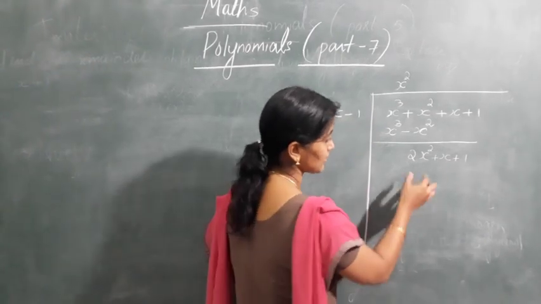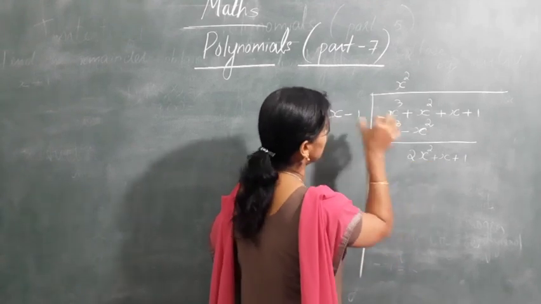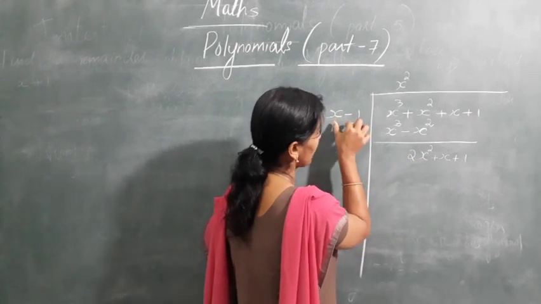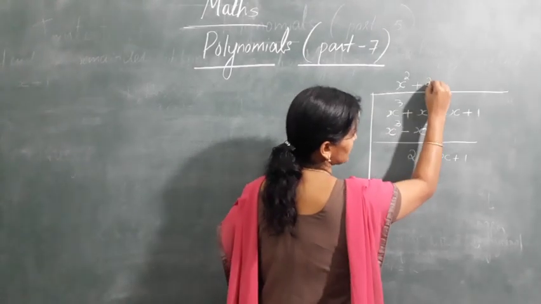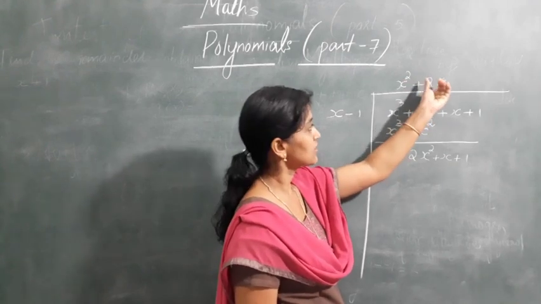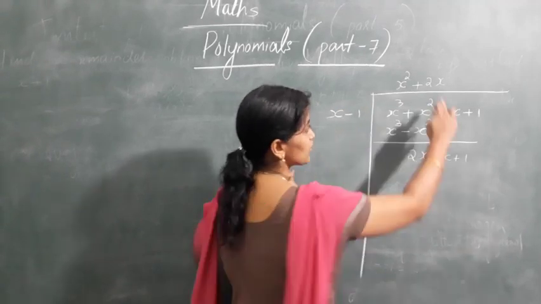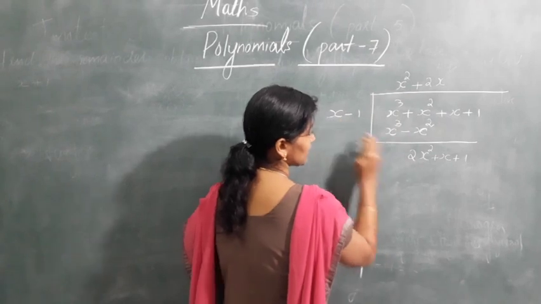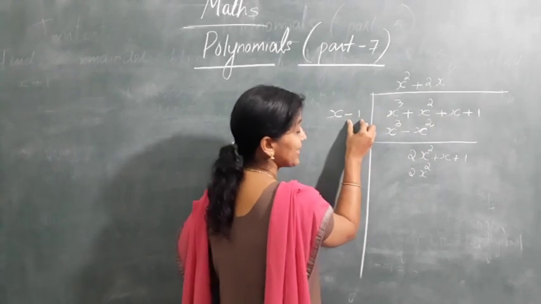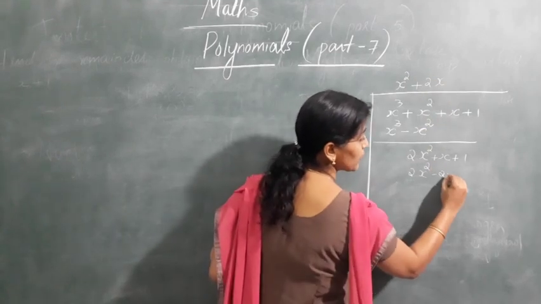Now what was the next step? This is our new dividend. We will take the first term and divide it by the first term of the divisor. The first term is 2x square. 2x square divided by x is plus 2x. That is the next term of the quotient. Next step, take this term and multiply with all the terms of the divisor. Positive 2x multiplied with x gives positive 2x square. Now positive 2x multiplied with minus 1, the sign changes, it is equal to minus 2x.